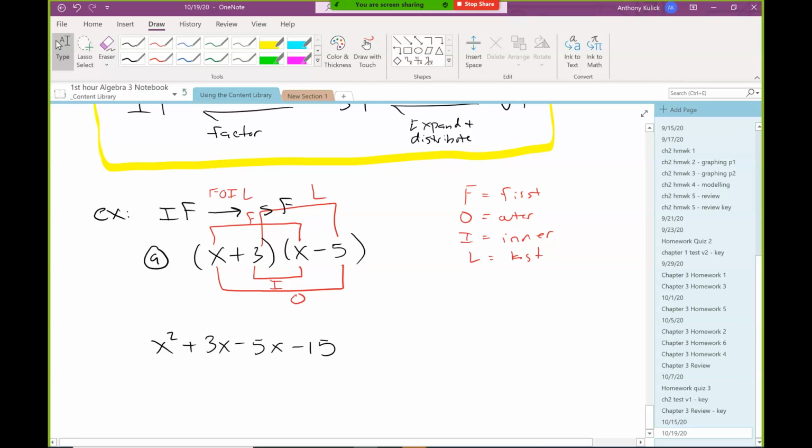And then we just need to combine our like terms. So you notice in the middle here, 3x and -5x can be combined together because they're both like terms. They're both x to the first power. And we can combine those like terms by just basically looking at the coefficients. So 3 minus 5 is -2. So 3x minus 5x becomes -2x.